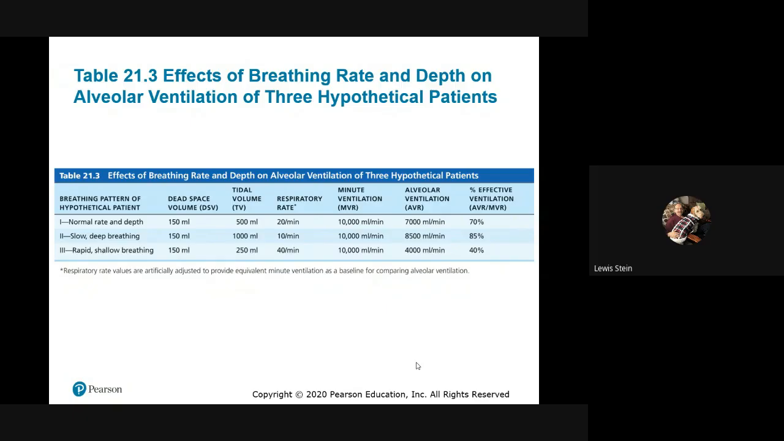We'll look at that. So, slow, deep breathing, cutting the normal rate in half. Look at the volume that's there because you're taking deeper breaths. 85% effective. That's pretty darn good. I mean, you'll make it through the next day, I hope. You see what I mean?